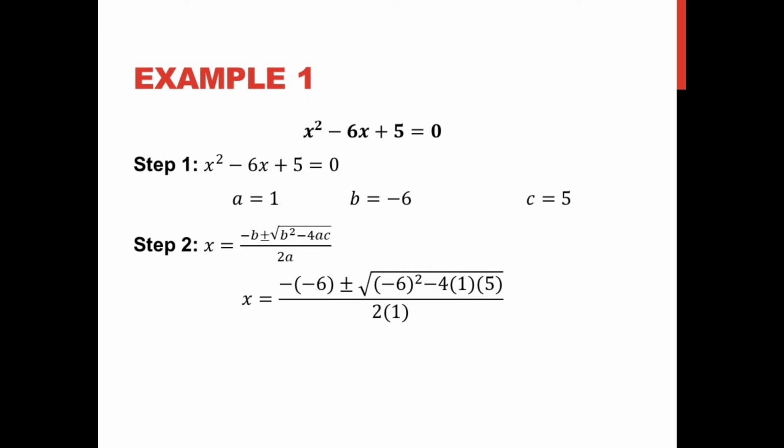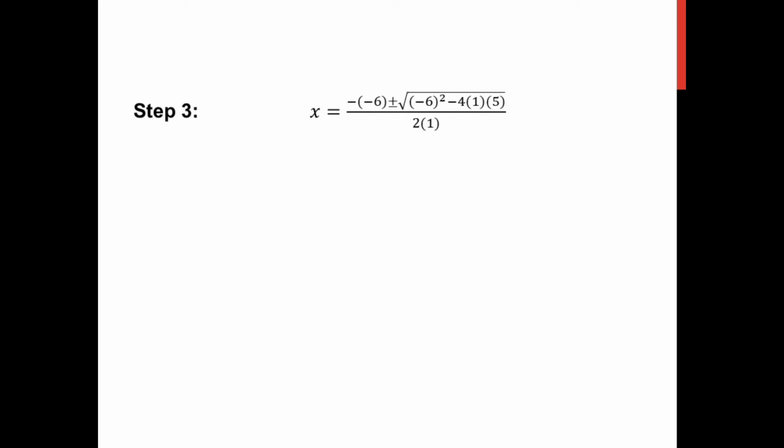Step 2, you need to write the quadratic formula and substitute the values of a, b, and c into the quadratic formula. So we have here negative b, so negative of negative 6, plus or minus the square root of b squared, which is negative 6 squared, minus 4 times a, which is 1, times c. Step 3, that is to simplify and solve.